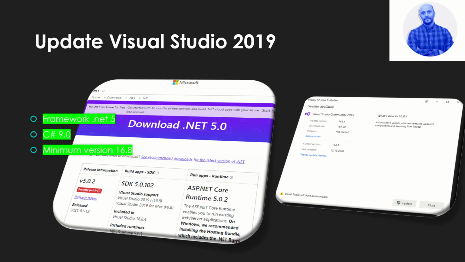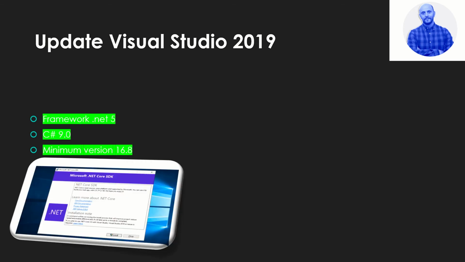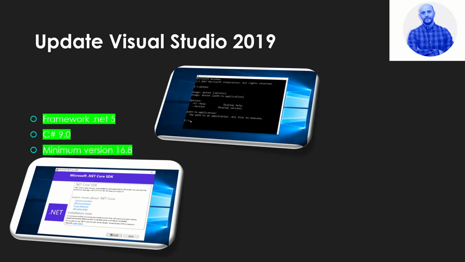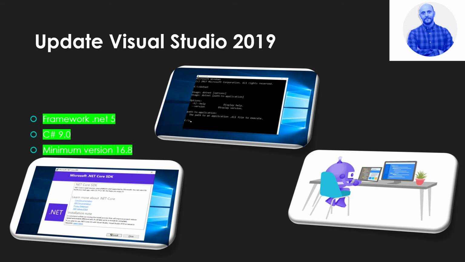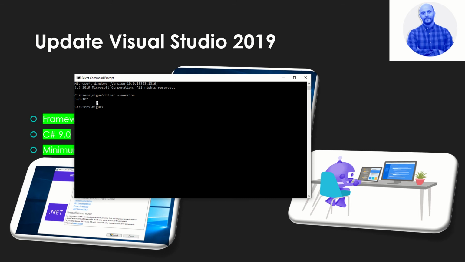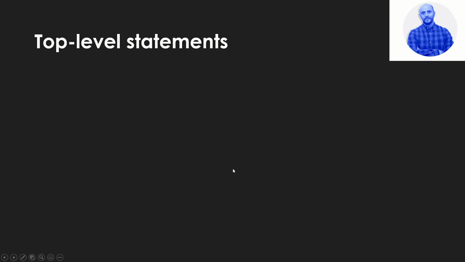You must update your Visual Studio 2019. If you want to use .NET 5 and C# 9, the minimum version is 16.8, so update it, install .NET 5 and try the version on your machine. After that we will begin programming. If you want, for example, to see the version, you must check the .NET version and receive your version, right? So let's continue.